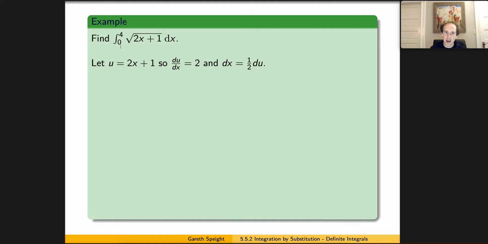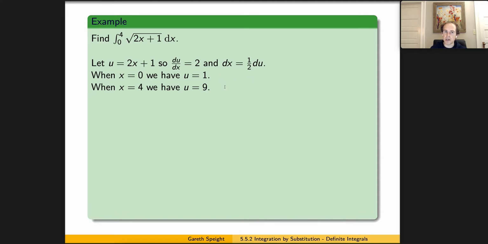And then since we have old x limits, x equals 0 and x equals 4, we should find what the u limits are going to be. So to find the u limits, we plug into our equation u equals 2x plus 1. When x equals 0, we have u equals 2 times 0 plus 1, we get u equals 1. And when x equals 4, we plug into our equation, we get u equals 2 times 4 plus 1, we get 9. So our new limits are going to be u equals 1 and u equals 9.